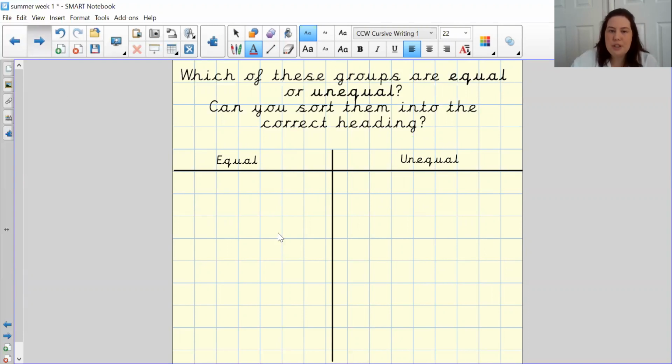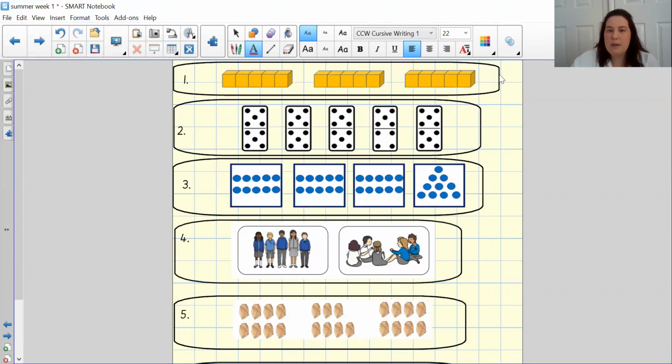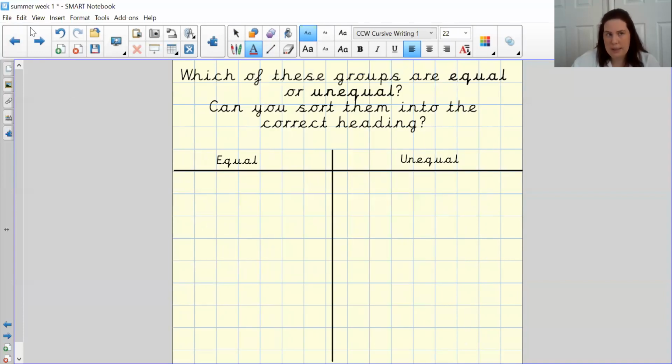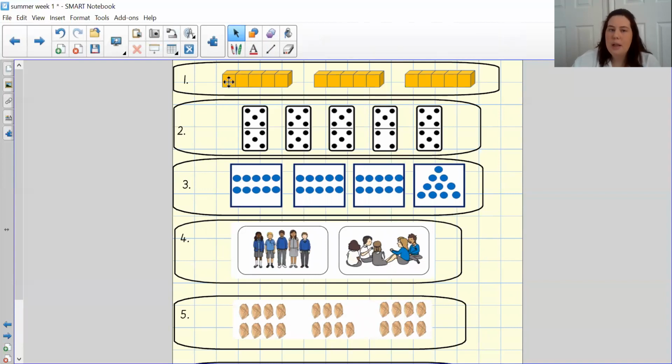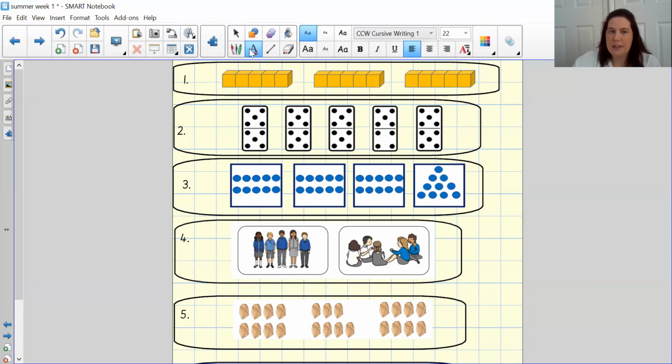Okay, so what you are going to do is you are going to work out if these are equal groups. So you're going to either put it into equal or unequal. Okay, so let's have a look at the first, and I'll do it with you. So let's have a look at the blocks of cubes. 1, 2, 3, 4, 5. We know that that has 5 in it, don't we?